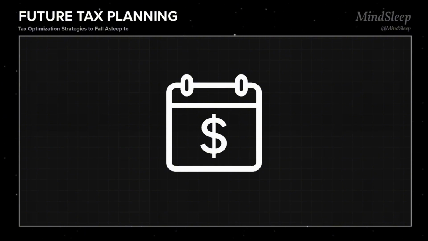Another crucial element of future tax planning is technological adaptation. As we've seen in recent years, advancements in technology have dramatically changed how businesses operate and how individuals manage their finances. These changes have profound implications for tax planning. For instance, the rise of remote work has created new challenges and opportunities in terms of state and international taxation.